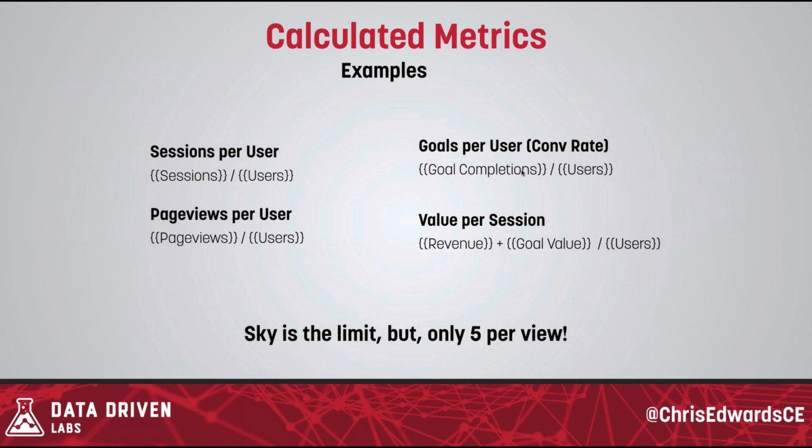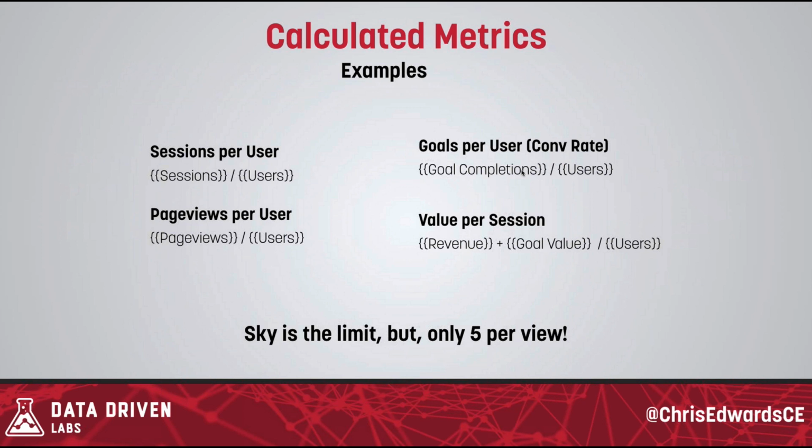Another, showing you how it can get a little more complex and you can have a little more fun with this, is looking at value per session. This is actually taking revenue plus the goal value, adding those two numbers together, and then dividing that by users, and then we're able to find out the value per, I shouldn't say per session, value per user. We're finding out what the value per user is. If we want to find out value per session, we just change that last item to say sessions, not users, and it will pull that in.